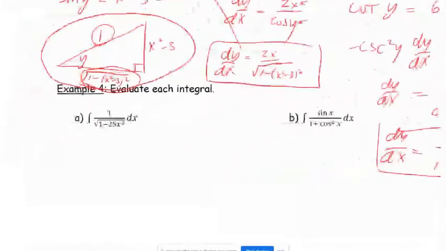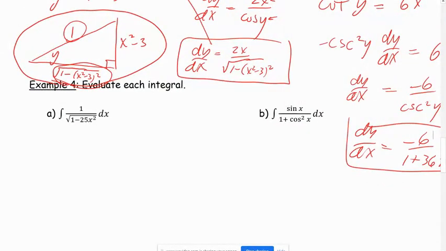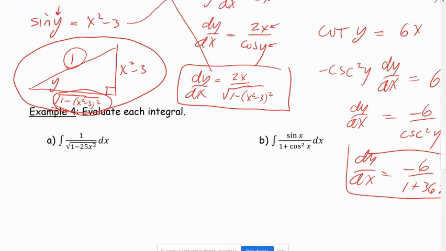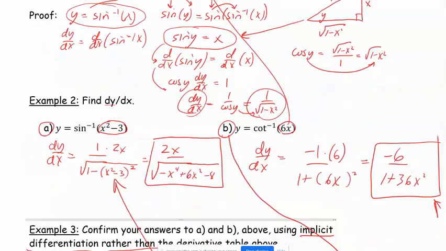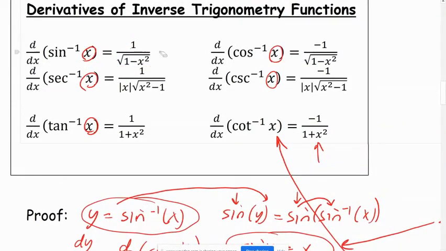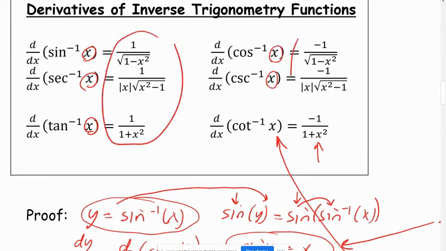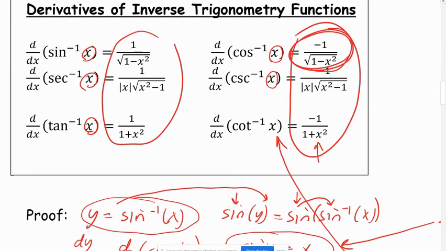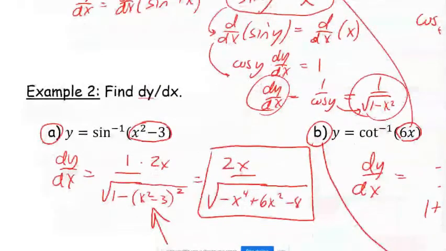All right, so next we have integrals. If we know these 6 derivatives from this table, then whenever we see expressions like these inside an integral, we'll know how to find the antiderivative. Because if I see this inside an integral, I know the antiderivative is inverse cosine. If I see this inside an integral, I know that the antiderivative is inverse tangent.